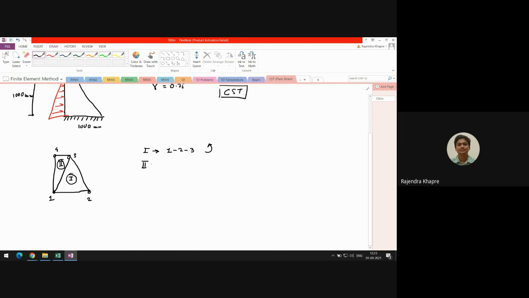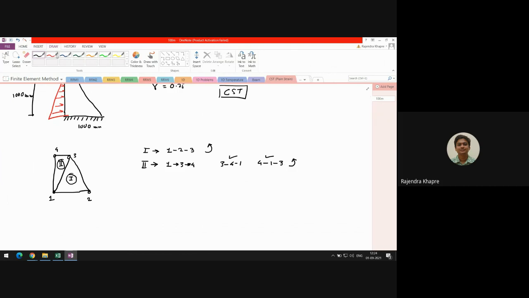The second element will have a connectivity, let us say, from node number 1 to node number 3 and to node number 4. You can also start with node number 3, node number 4 and node number 1. This is also okay, and you can also start with node number 4 to node number 1 to node number 3. This is also okay, as long as it is anti-clockwise. You can start with any of the nodes, but please ensure that the nodal connectivity is in the anti-clockwise direction.